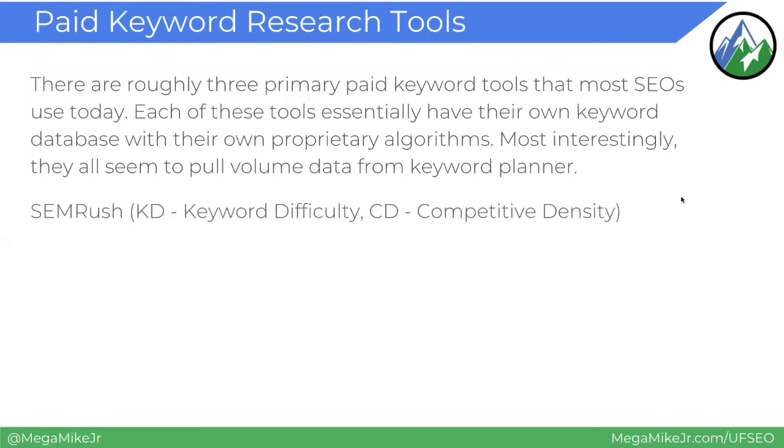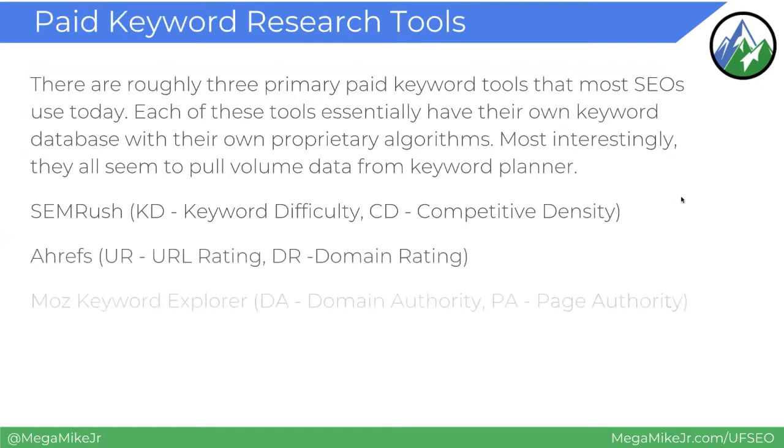They have well over 100 million different keywords in their own database. They use things called KD and CD, which is keyword difficulty and competitiveness density, that help them identify more competitive search volumes. You have Ahrefs, who uses UR and DR, DR being domain rating and UR being URL rating. So those are their own proprietary algorithms for rating this system.